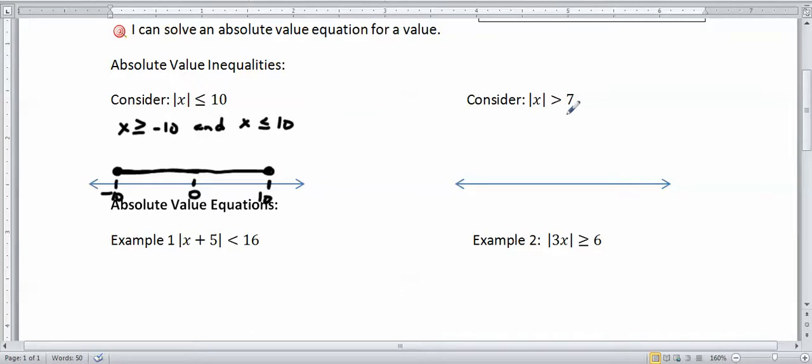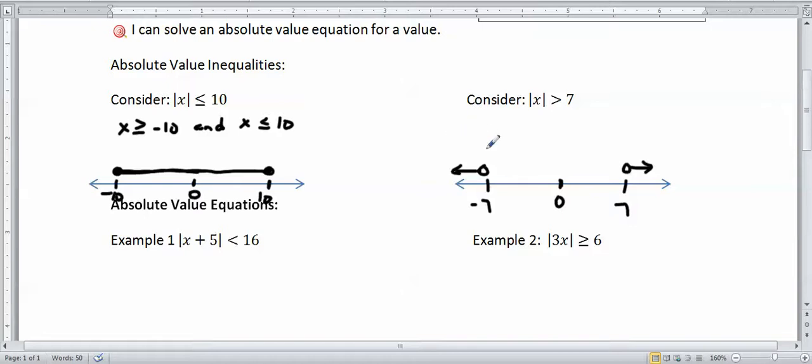Alright, so consider the absolute value of x is greater than 7. Okay, so that means that the distance from 0 has to be greater than 7 for x. So I'm going to put both positive and negative 7 on my number line. In this case, it's just greater than, so those are going to be open circles. And I want numbers where my distance from 0 is greater than 7. So I'm going to go to the right from 7, because I want all numbers that are a distance greater than 7, so this way. And to the left from negative 7, because I want all things that are a greater distance this way.